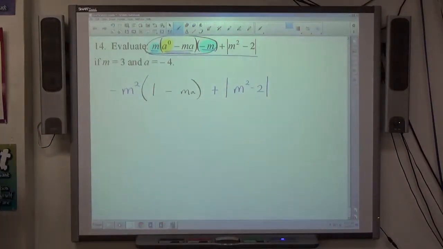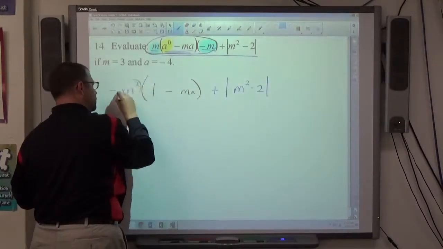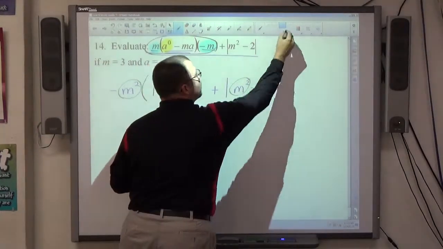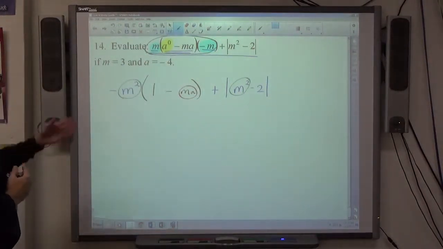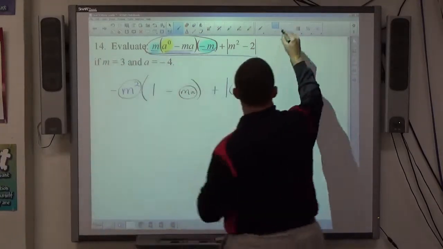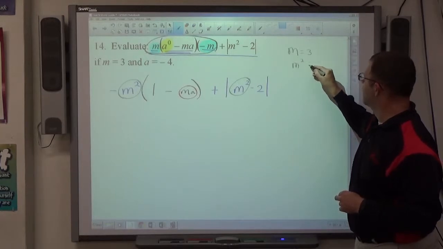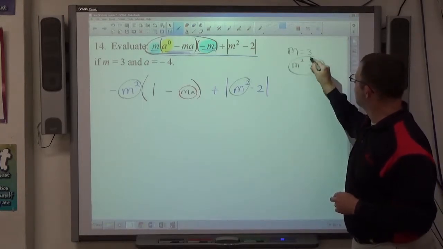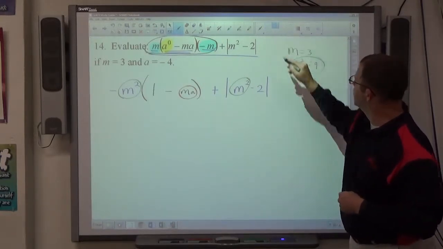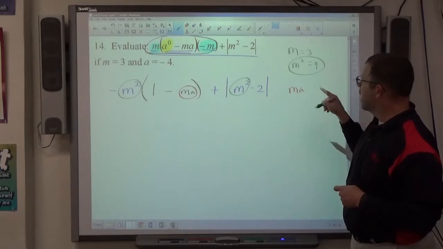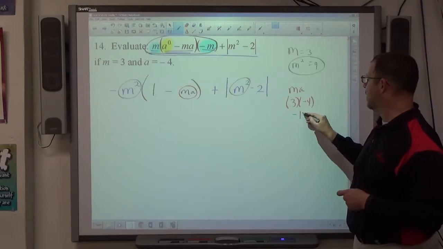Now looking at this object, I've got two specific types of things happening. I've got an m squared here and here, and I've got ma happening there. If I can evaluate those before I start substituting in, it makes my life easier. So if m equals 3, that means m squared is equal to 9. And if a equals negative 4, m equals 3, and I'm looking at ma, then 3 times negative 4 is what ma means, which is negative 12.